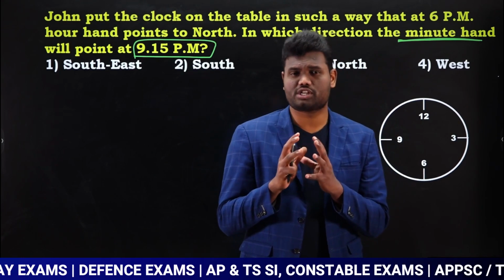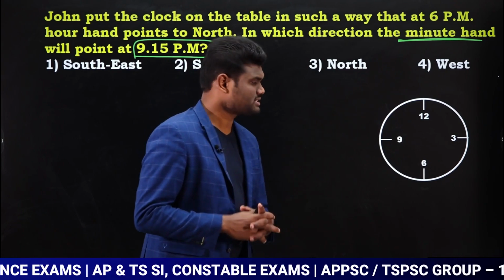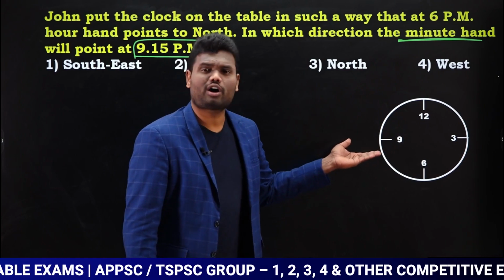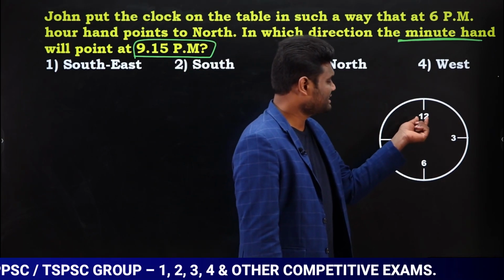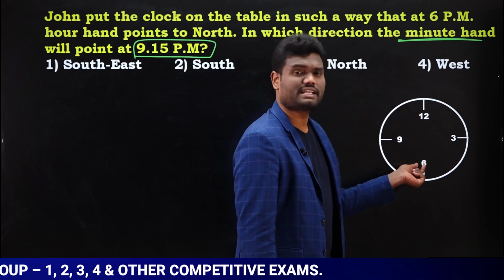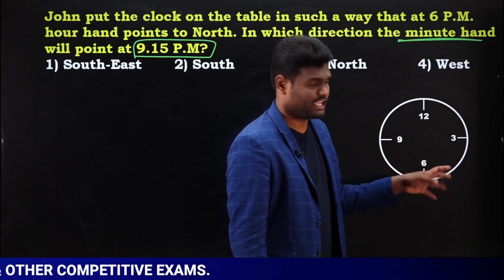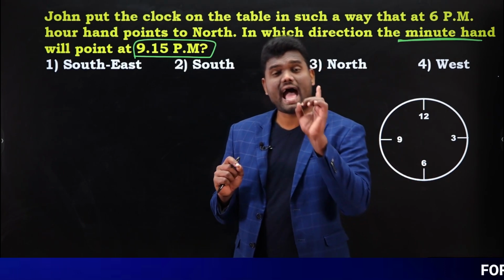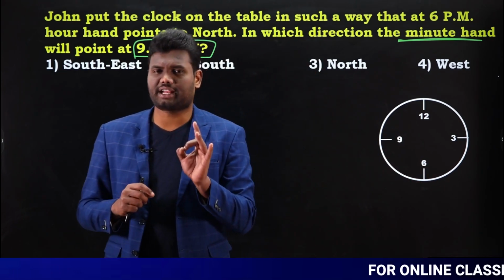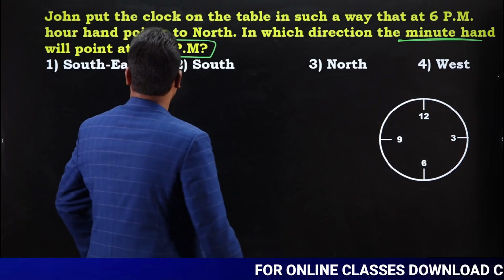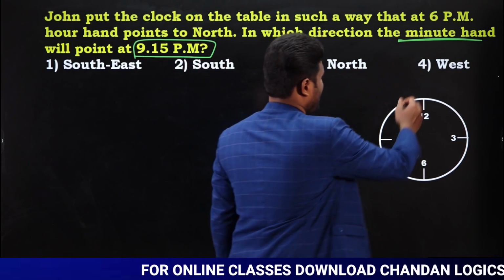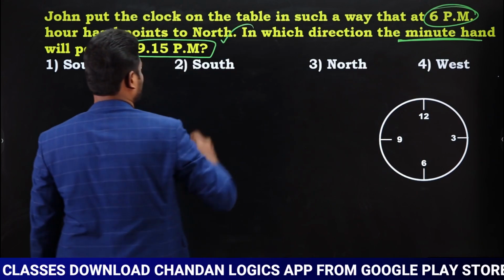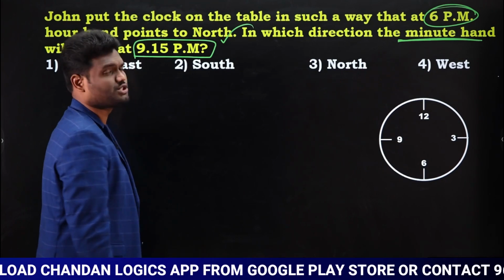Now whenever you have questions based upon clock, what you have to do is make the clock constant. You know that the clock looks in this way: this is 12, this is 3, this is 6, this is 9. Everyone knows that. So make the clock constant and change the directions as per the question. Now it is said that at 6 p.m. the hour hand points to north.